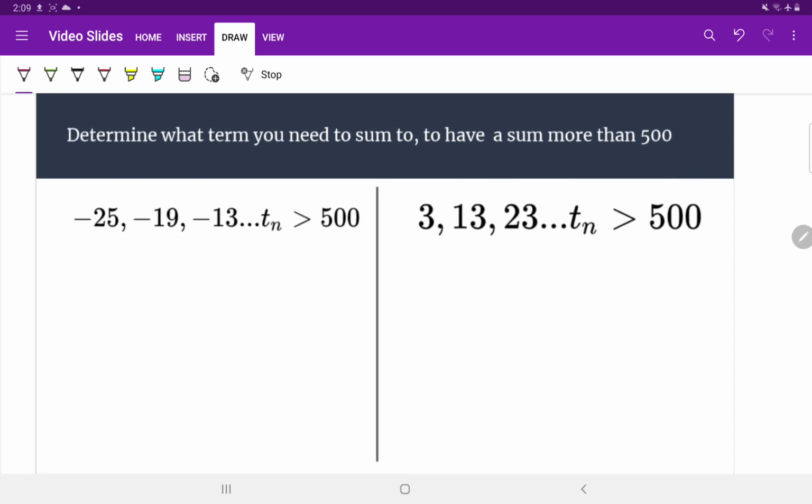Okay. Determine what term you need to sum to have a sum of more than 500. Okay, interesting. So I know I want to have more than 500. So what term do I need to sum to? So let's write out that equation there. And let's think about what this is asking us.